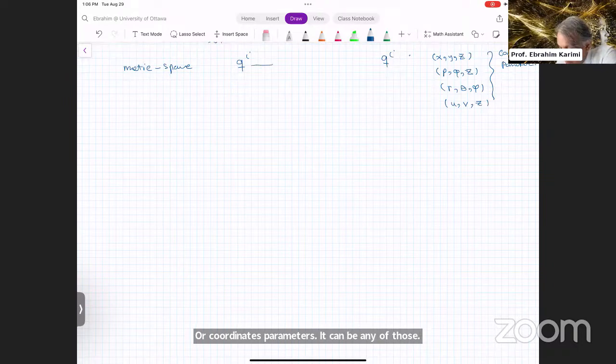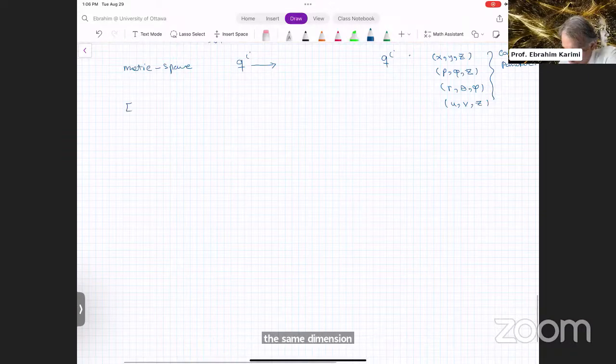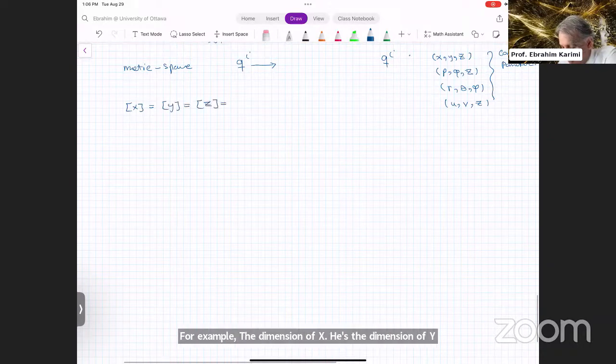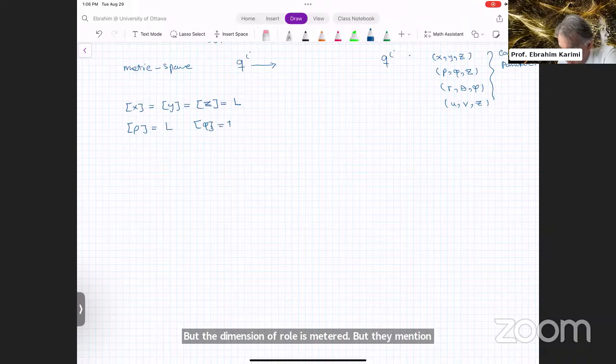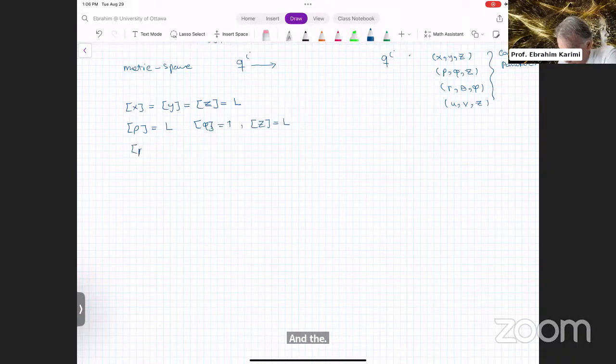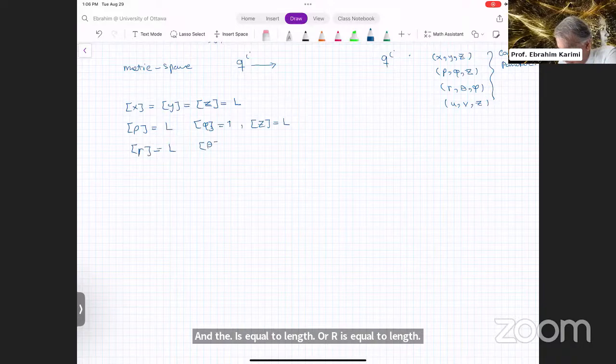Associated to these coordinate parameters, always remember that the coordinate parameters may not have the same dimension. For example, the dimension of x, y, and z is equal to meter, right? But the dimension of rho is meter, while the dimension of phi is one. It has no dimension. And the dimension of z is length. The dimension of rho or r is length, but theta has no dimension. Phi also has no dimension.